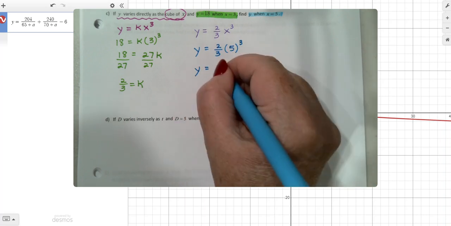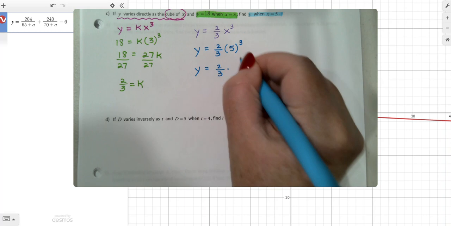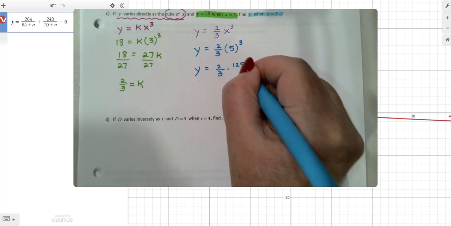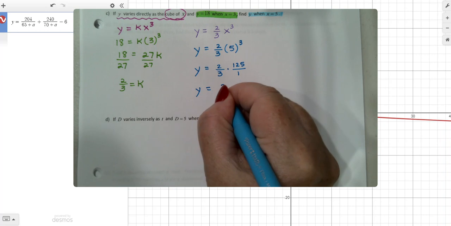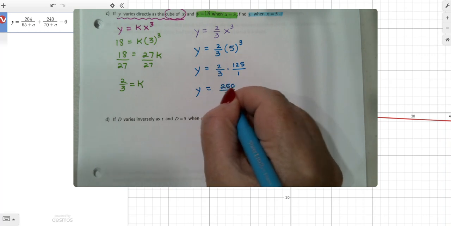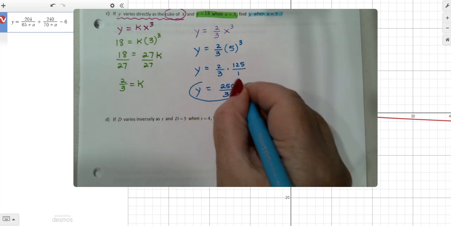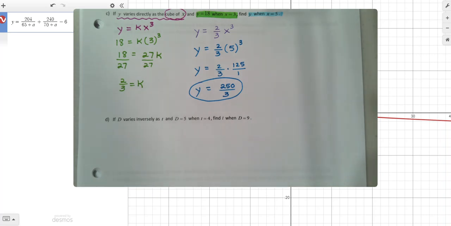So let's see, that would be 2/3 multiplied by 125. I can put it over 1 if I want to. So that'd be 250 over 3. And I'm just going to leave it as a fraction. You could get an approximate decimal if you wanted one. All right, so those were all direct variation problems.